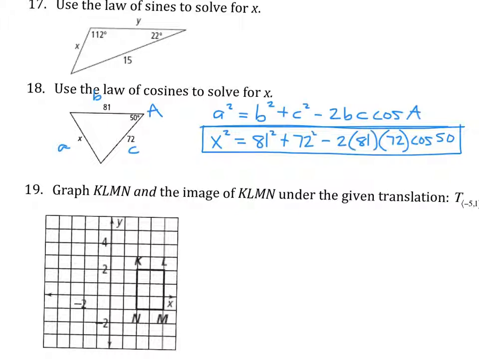And then you got to make sure you square root it at the end because this is x squared right now. So let me plug it in and see what we get here. You have 81 squared plus 72 squared minus 2 times 81 times 72 times the cosine of 50. Make sure I have the right number here. All right, so you should be getting that x squared equals 4,247.525. And then you're going to square root that. So when you square root that, x comes out to about 65.2 to the nearest tenth.